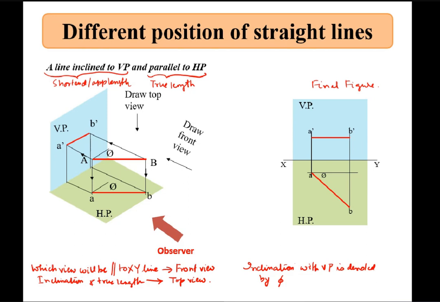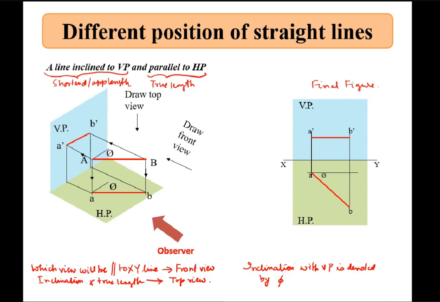Also, another point I wanted to stress here is A dash B dash. You see the A dash B dash which is appearing in the VP. Now A dash B dash is parallel to XY. You can see A dash B dash parallel to XY. Also that one you can say parallel to HP. That is a straight line parallel to XY and parallel to HP also it is called.